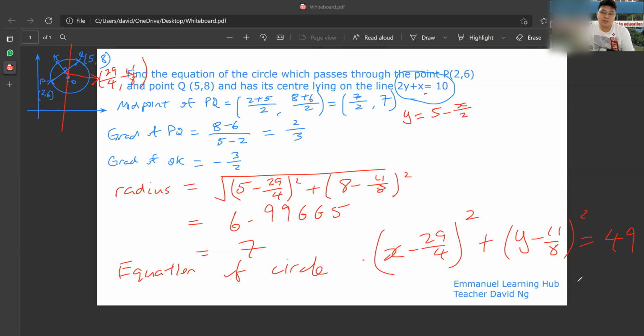Okay, clear? Yeah. Okay, so basically it's combining what you have learned earlier: midpoint, gradient, and where lines are perpendicular, the gradients multiplied by each other is -1. That concept is a combination of everything. It's a bit hard to understand, but I think I understand. You understand, no? Yeah. Okay.